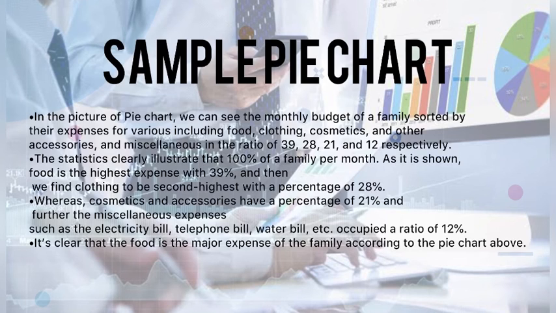It's clear that food is the major expense of the family according to the pie chart.